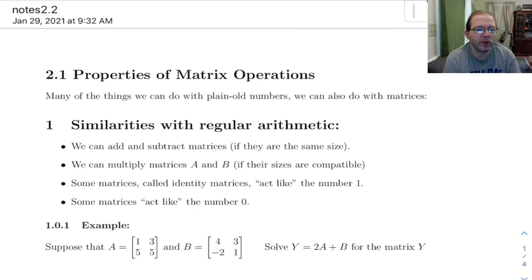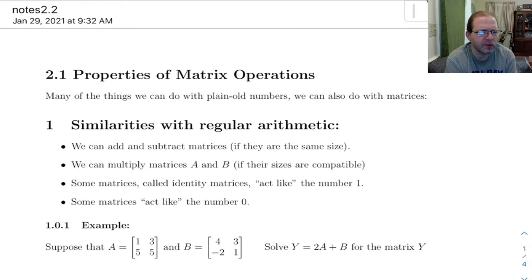In 2.1, we're going to look at properties of matrix operations. The thing to think about here is matrices are kind of like just the regular numbers that we deal with. We can do a lot of the same sorts of things with them. We can add, subtract, multiply. We can't quite divide, but we'll see about that in the next section.